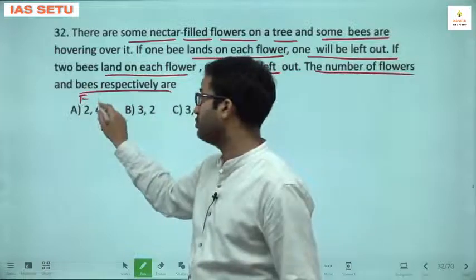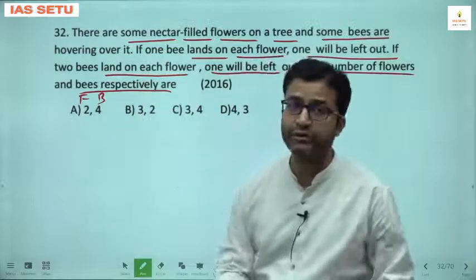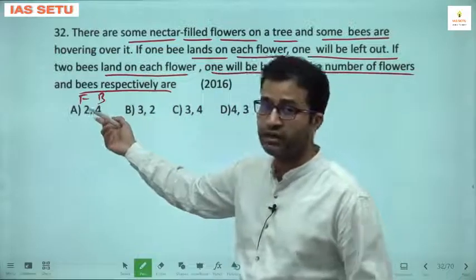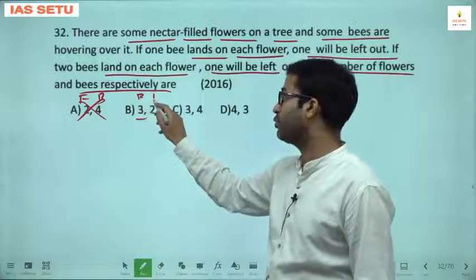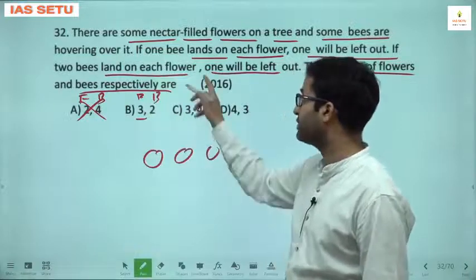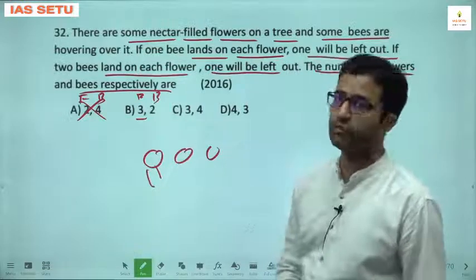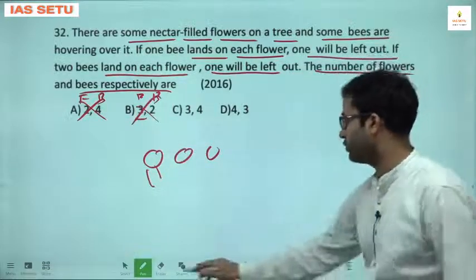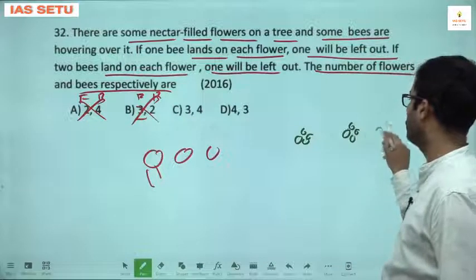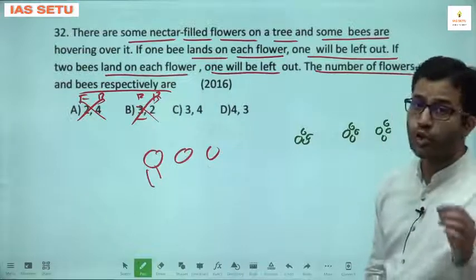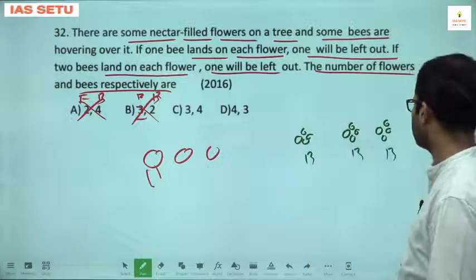So if it is flowers 2, bees 4: if there are 2 flowers and in the second statement on every flower there are 2 bees, neither a flower is left out nor a bee, so it is not possible. If the number of flowers is 3 and bees are 2: if there are 3 flowers, the second statement says on every flower there are 2 bees, so both bees are there, 2 flowers are left out, not 1. If it is 3 and 4, there are 3 flowers, 1, 2, 3. So if on each flower 1 bee lands, 1 bee is left out.